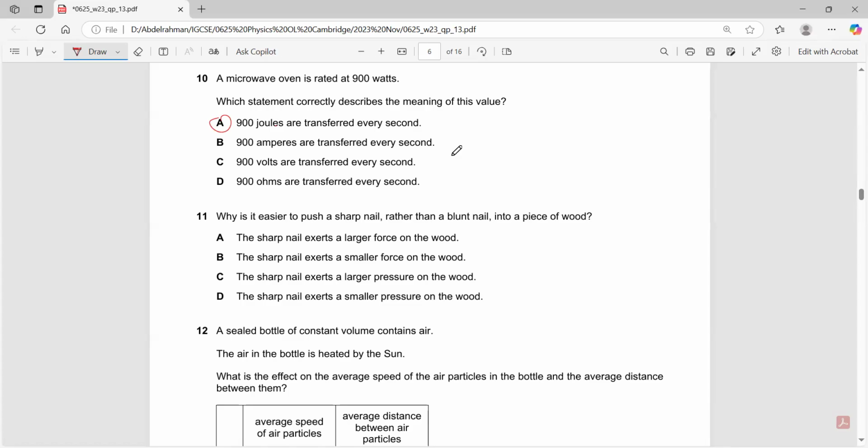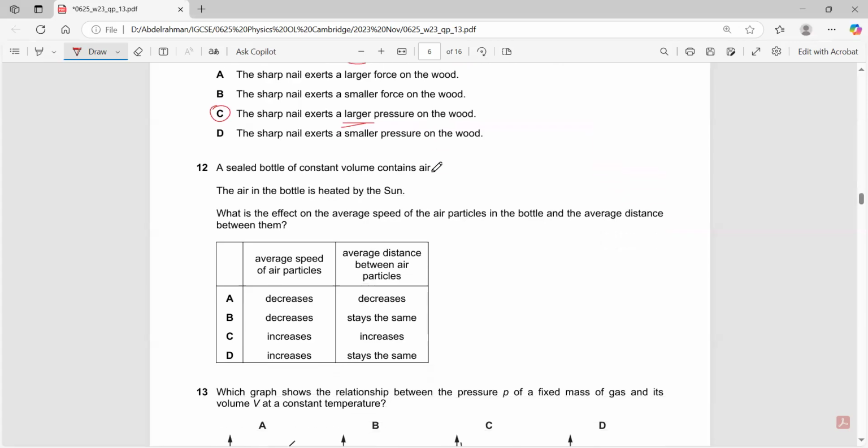Question 11. Why is it easier to push a sharp nail rather than a blunt nail? A sharp nail has a pointy edge. Why would it be easier? Because as you decrease the area, the pressure increases. Larger pressure.